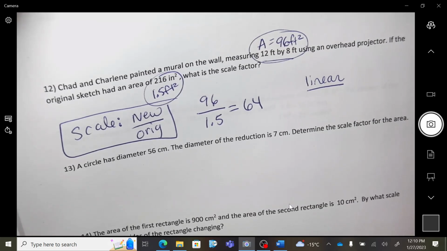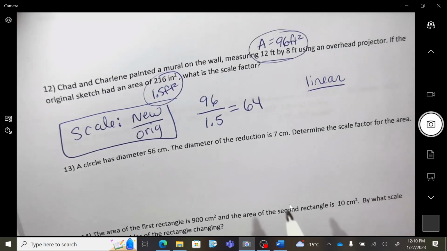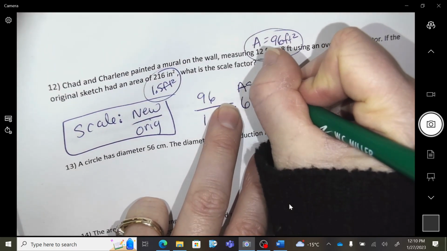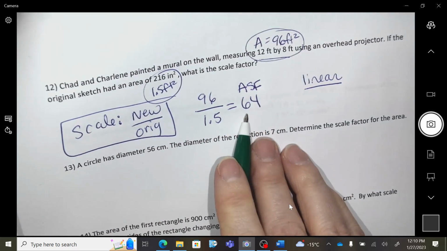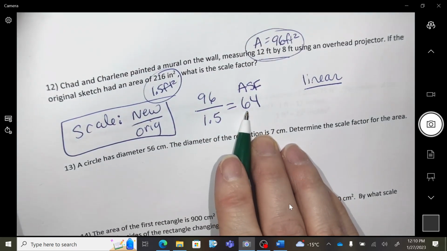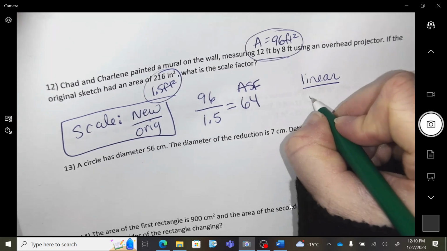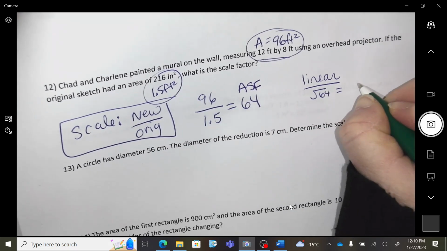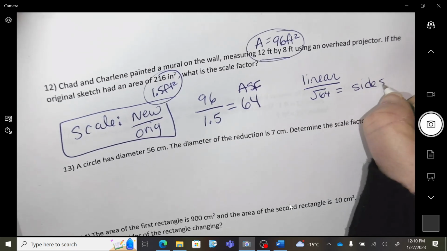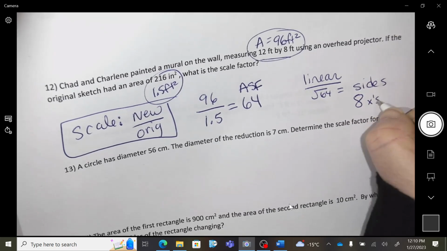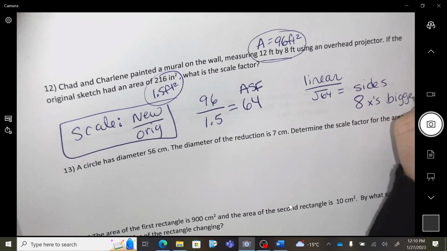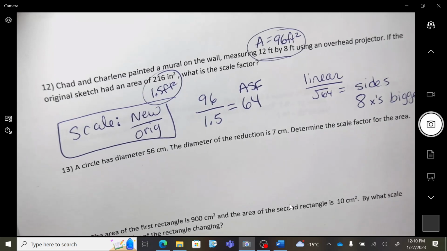So the dimensions are how much times bigger? What do I do? This is an area scale factor. That's how much times bigger the area is. You're in area, so you need to square root that. So the sides are 8 times bigger, right? Do you remember doing something like that?